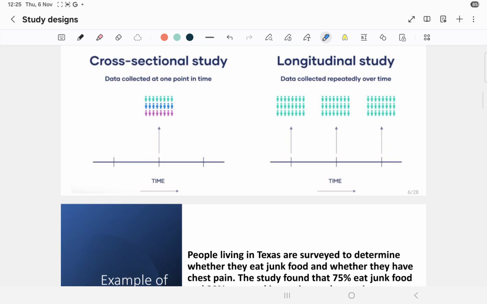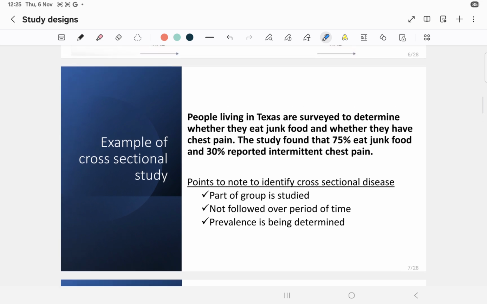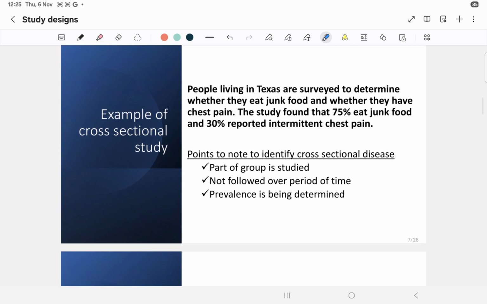Okay, so we will discuss the longitudinal studies in the later part of this video, that is cohort studies or case control studies. Okay, so an example of a cross-sectional study. People living in Texas are surveyed to determine whether they eat junk food and whether they have any chest pain or not. So are we going back in the past to check for the risk factor? No. Are we going forward in the future to see if the patient has developed a disease? No. What we are merely doing here is gathering data from the population at present.